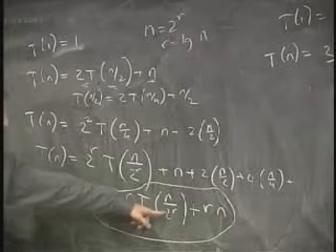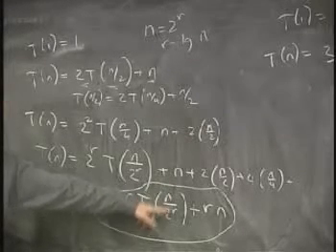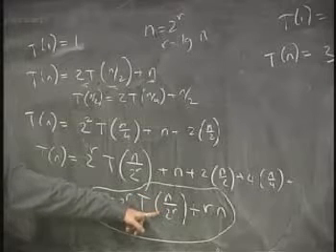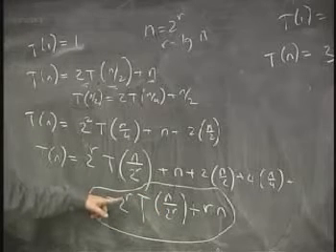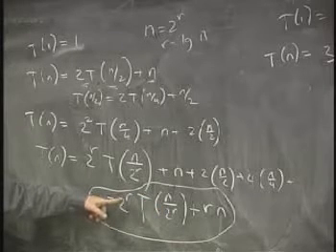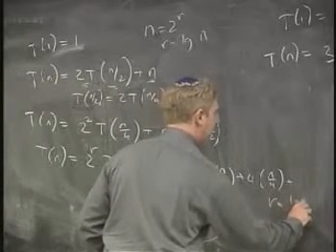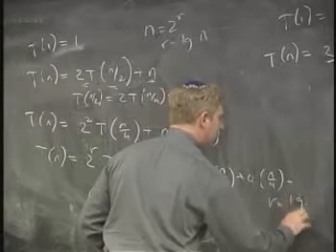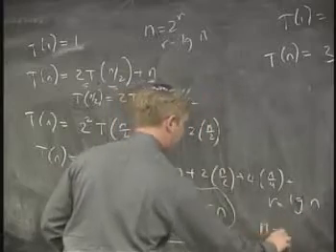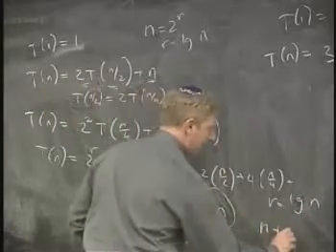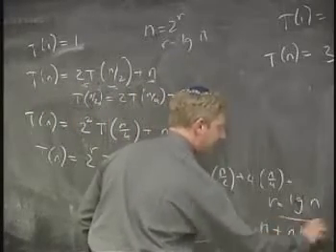Let's put it in. This becomes 1. T of 1 is 1. 2 to the log base 2 of n is n. So when r equals log of n, I get n plus n log n.